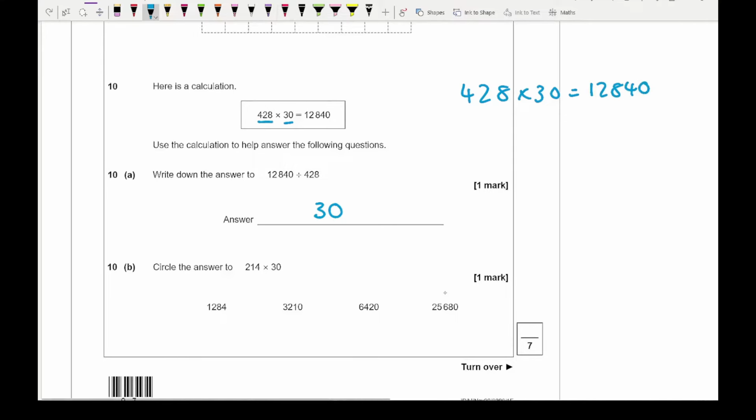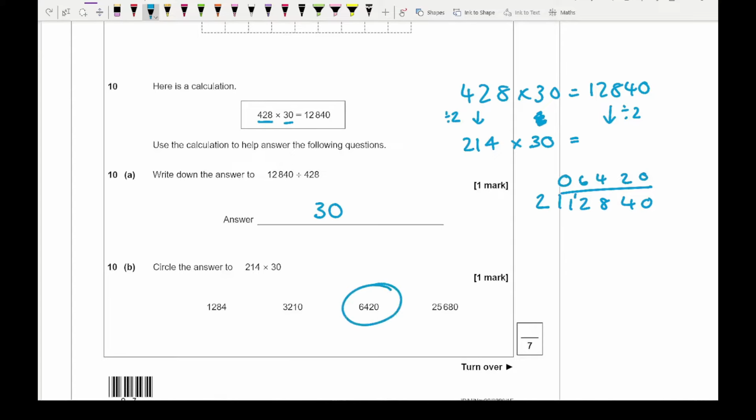So if I divide this number by 2, I get 214. And if I divide this number by 2, well, that means that if I divide 428 by 2 to get 214, then I need to divide the answer by 2. And half of 12,840, well, if I do a bus stop to divide those, in which I've got 0, 6, 4, 2, 0, I get an answer of 6,420, which is our third option.